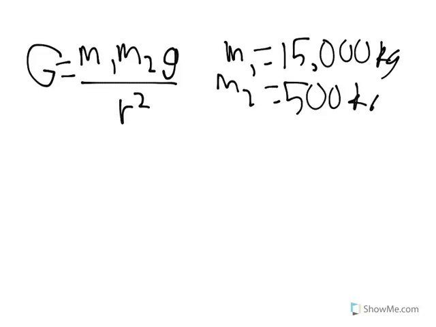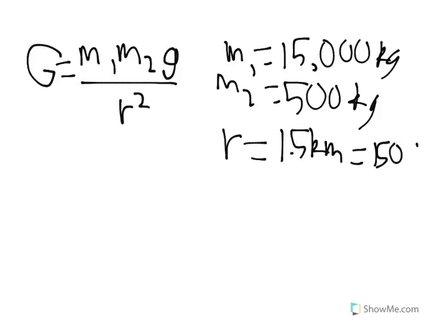Mass 2, 500 kilograms. That's a decent sized satellite. It's really hard to get stuff into space, so you want satellites to be super light. And radius, 1.5 kilometers, which is the same thing as 1,500 meters. So we have all the numbers that we need. So let's plug and chug.